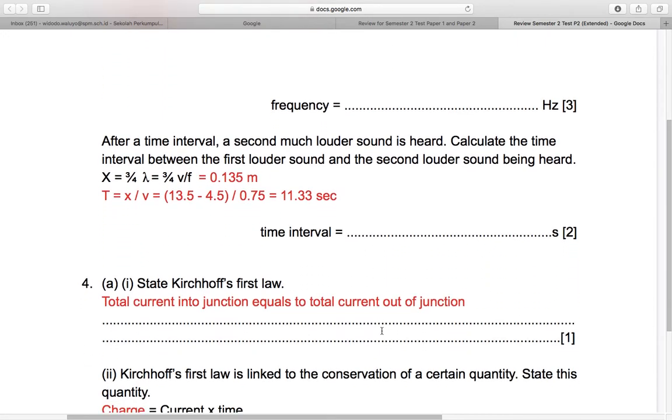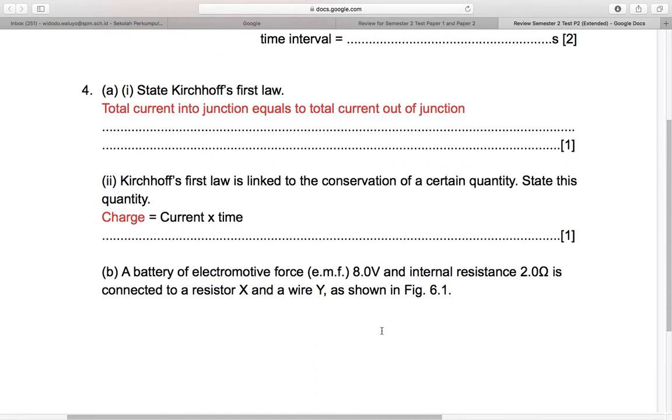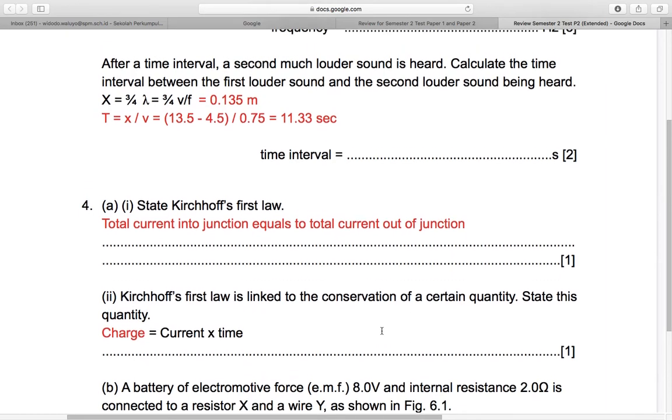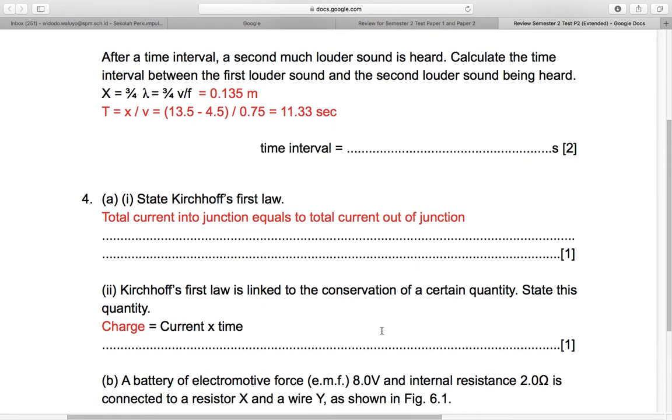Okay, yes, continue with number 4. If you want to see here, see again the explanation of this solving question.